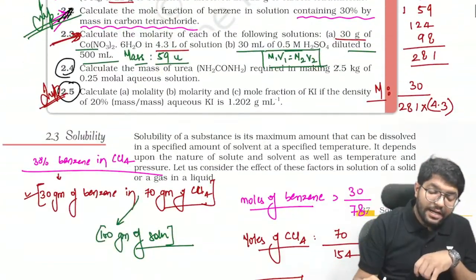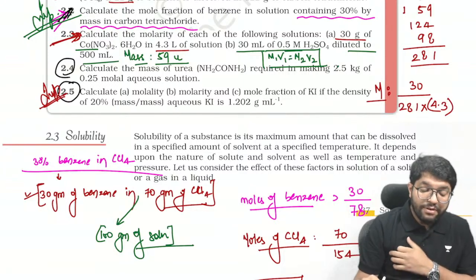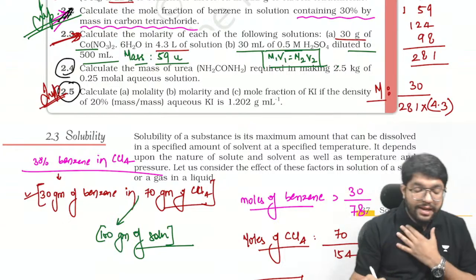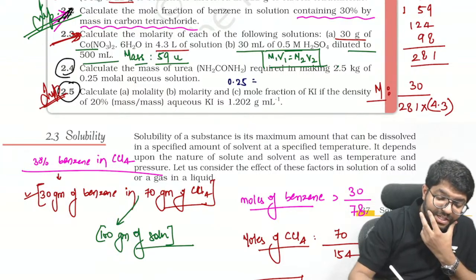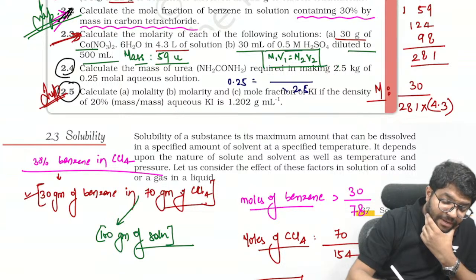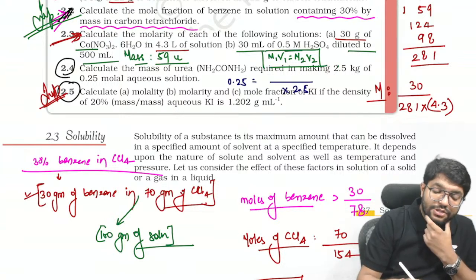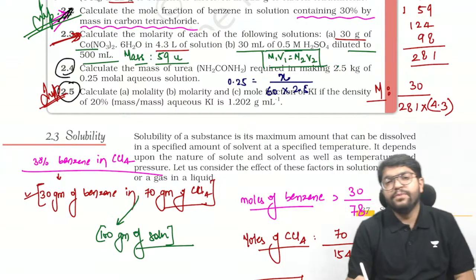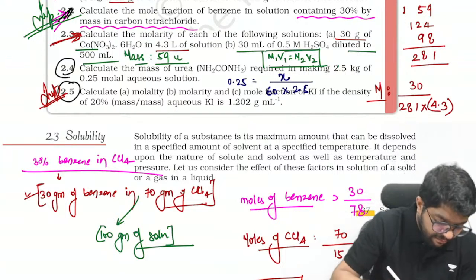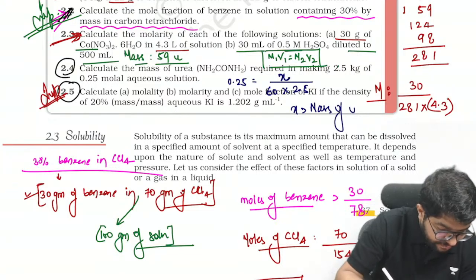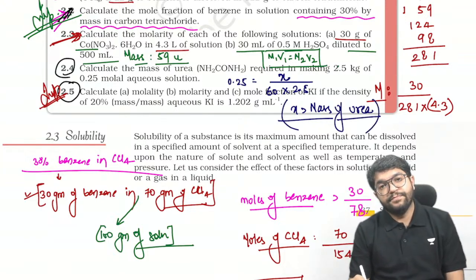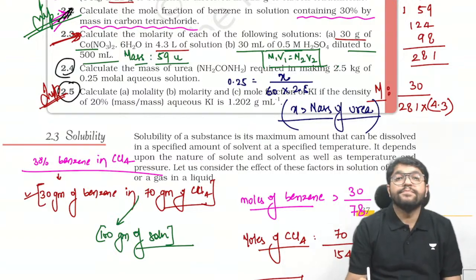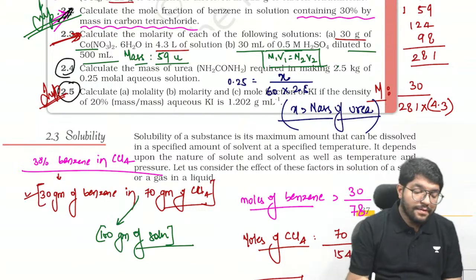Calculate the mass of urea required in making 2.5 kg of 0.25 molal solution. Now how it goes is 0.25 is the molality, then 2.5 kg is the mass of solvent, just the denominator. Then you have urea, NH2CONH2, the molar mass becomes 60, and then your quantity above is X, which is your mass of urea. Correct, sir? Done, sir? Very good.